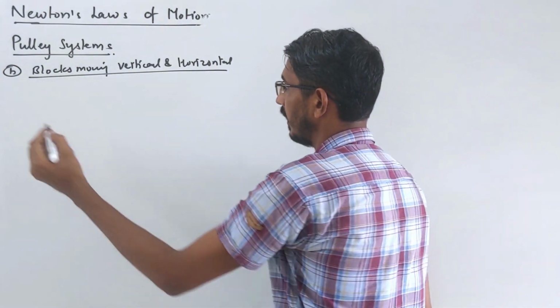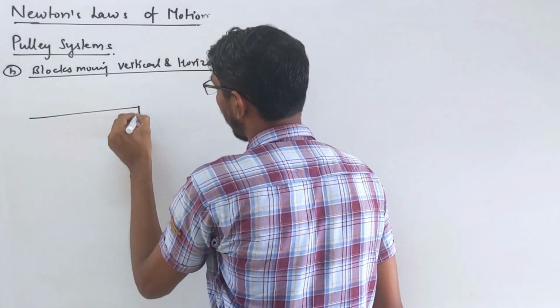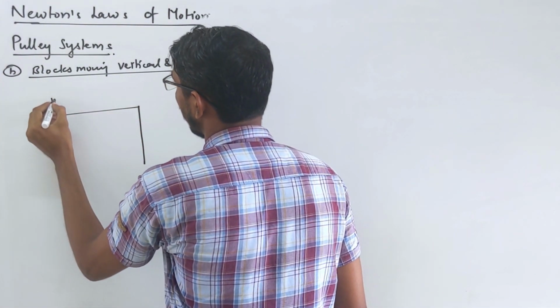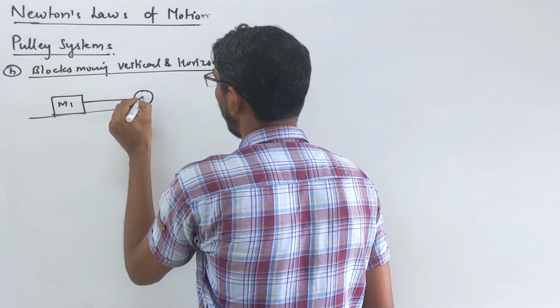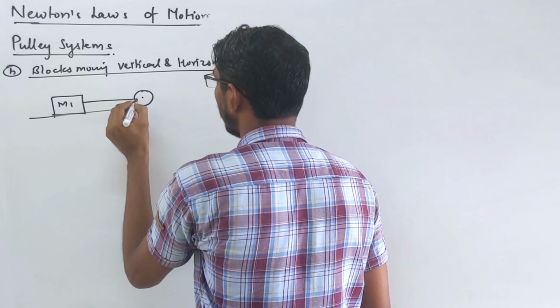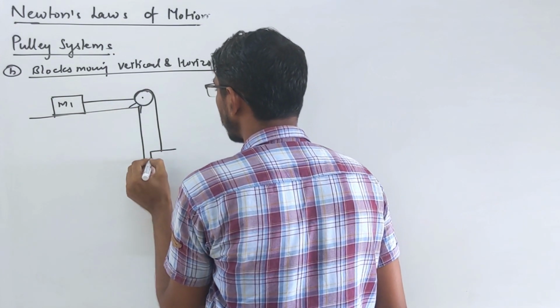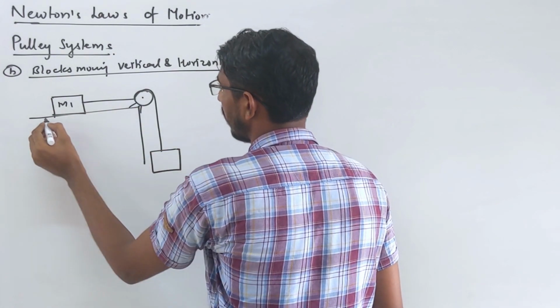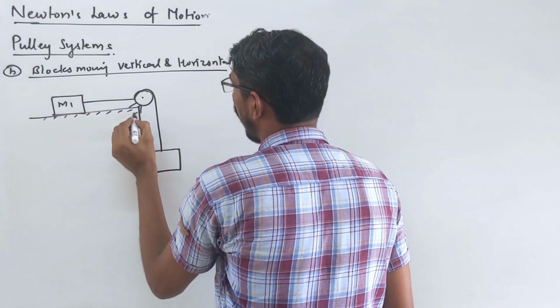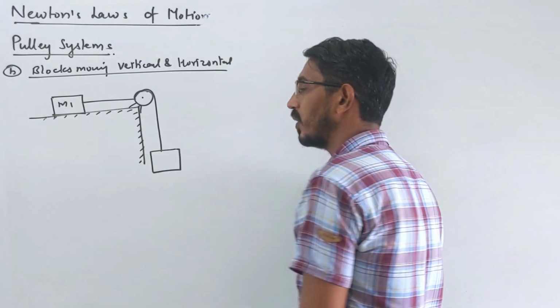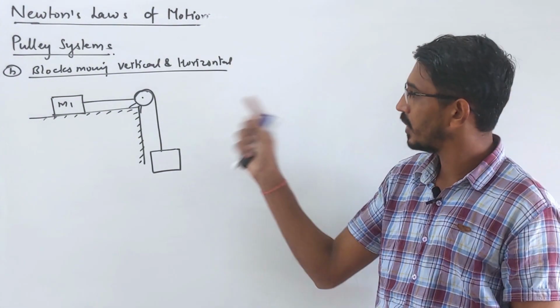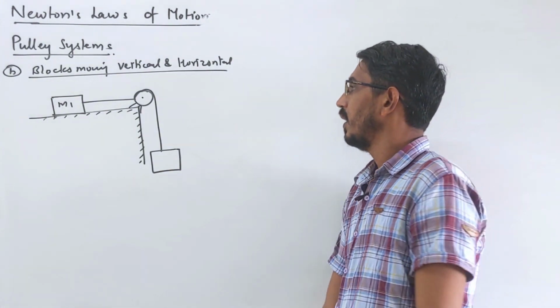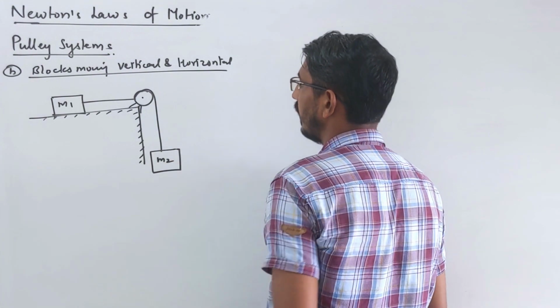Okay, how does it look here? Suppose some blocks are placed on a table. This is a table, and some block M1 is placed here, tied to a string. This is your pulley, supported here, and passing over the pulley, another mass is hanging from the table. This is a frictionless table. All the problems we are doing here, we are assuming no friction. Once we learn the friction force, then we will include friction in all these problems. This is your M2.